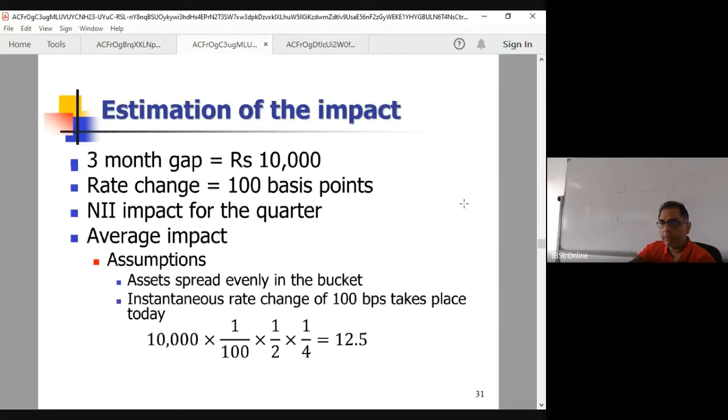So now, where we stopped here, we are trying to estimate the impact of a rate change of 100 basis points, so basically a 1% interest rate change, and the impact of that on NII. So what are we trying to say here? Let's look at slide number 31.